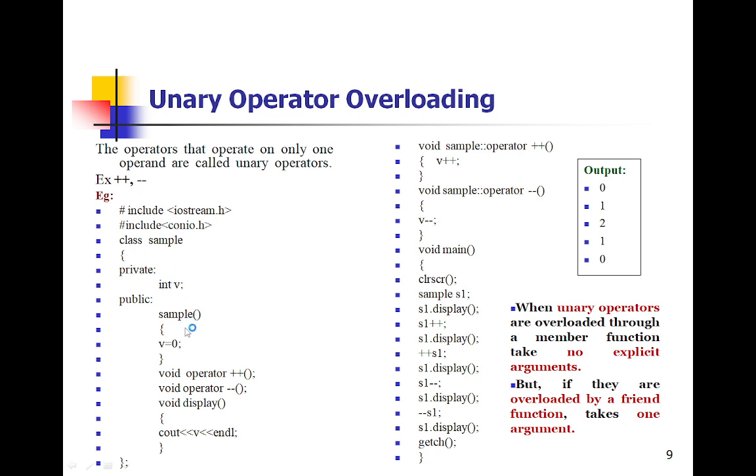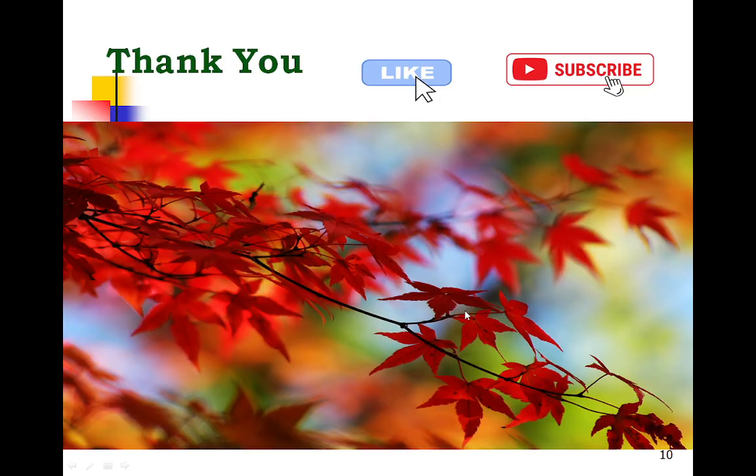Within the class we are going to create a constructor sample, and plus plus and minus minus are the two increment and decrement functions we are using. Then in the main function we create one object and call the display function, which will just display that value. I have not mentioned the display function in this presentation.